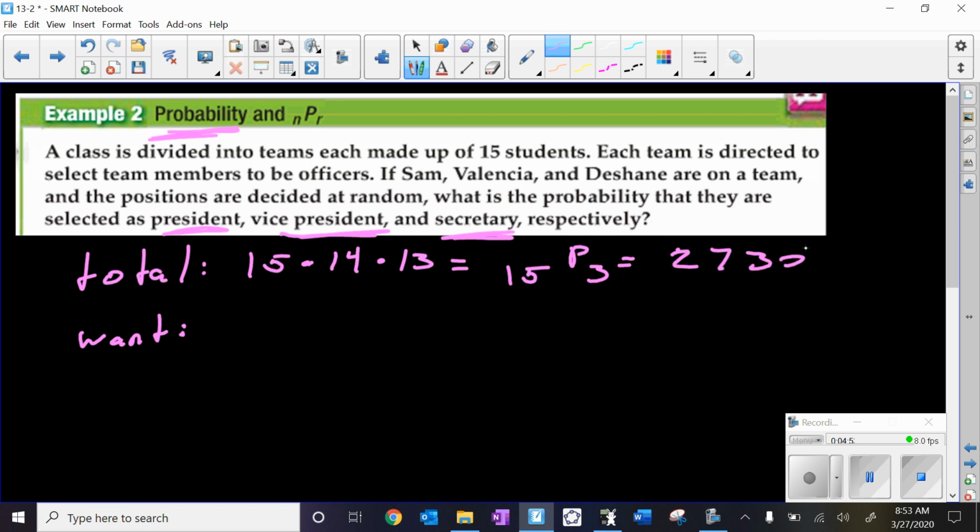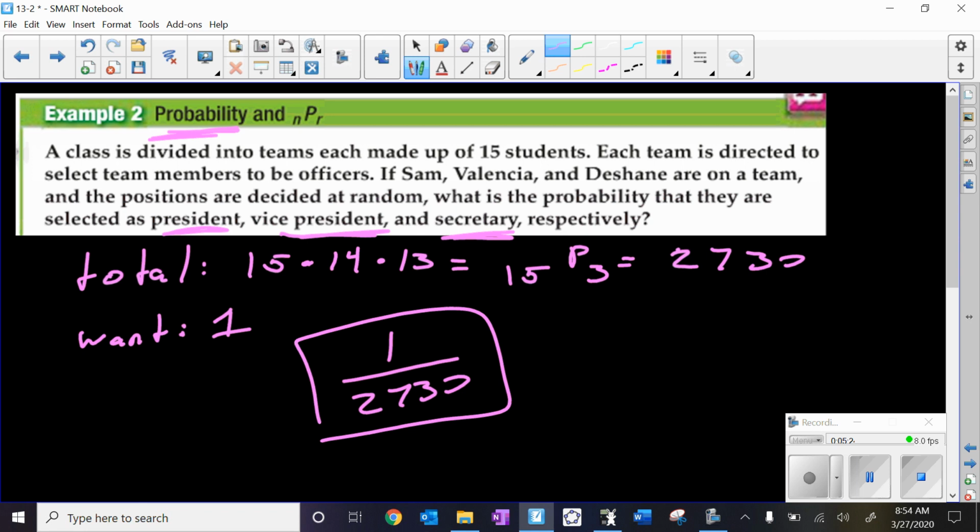would get you 2,730 choices. Now they're talking about specific people. Sam, Valencia, and Deshane. They want Sam to be president, Valencia to be vice president, and Deshane to be secretary. How many ways can I make those exact three people be in those exact positions? There's only one way to do that. So we would say that our probability would be 1 over 2,730.